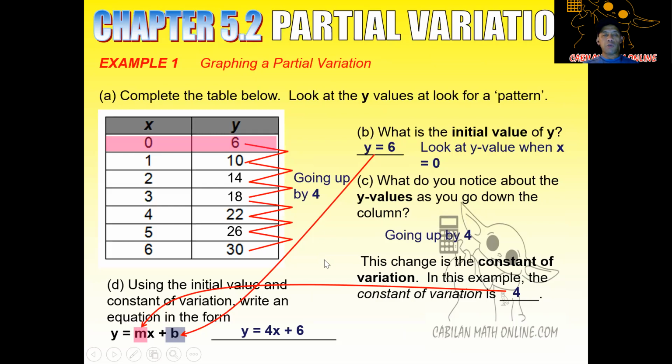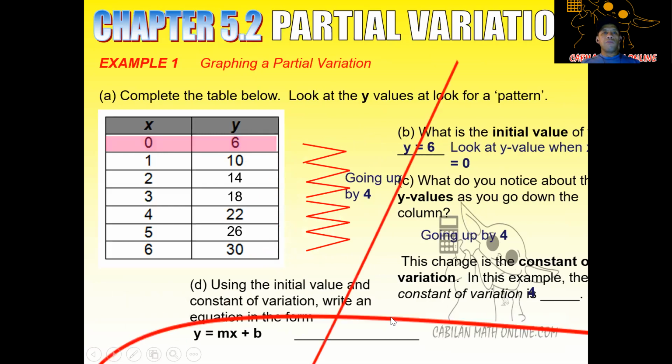Okay, so let's do a quick recap. We found the pattern in the numbers, and we discovered that the numbers were all going up by 4. This was the constant of variation. The initial value of y, we looked at the table, is the value of the y when x is equal to 0. Now that value there, which was 6, that goes in for b. And that's how we came up with this equation. All right, let's move on here.